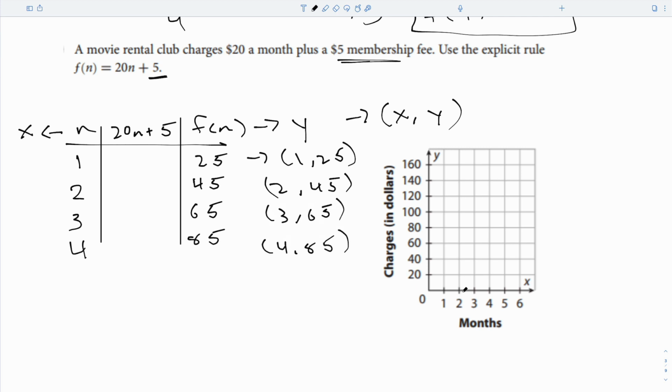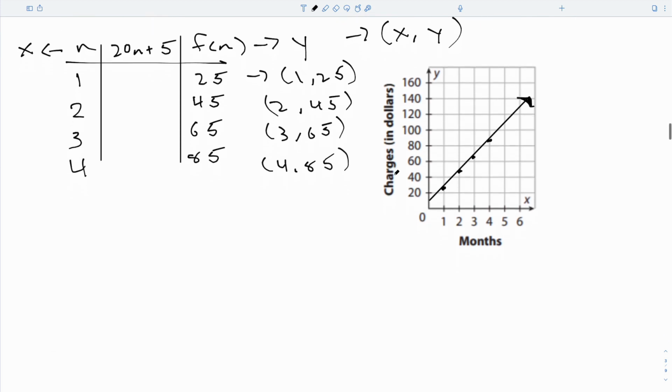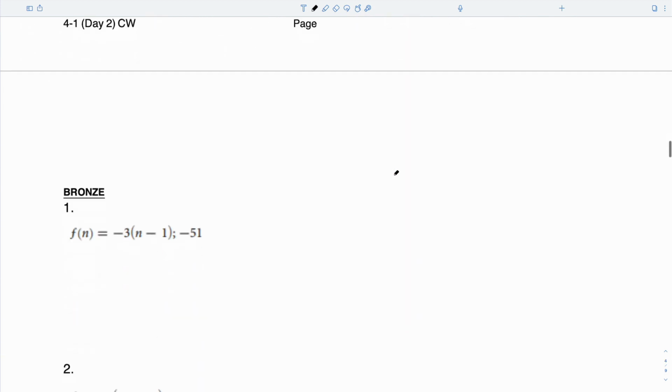Okay, let's graph it. Over 1, estimate between 20 and 40. It'll look like it may be right there. (2, 45), it's going to estimate to be right about there. (3, 65), right above the 60. And (4, 85), right above 80. Connect your line. Does yours look like that? Put it down. And next page, please.